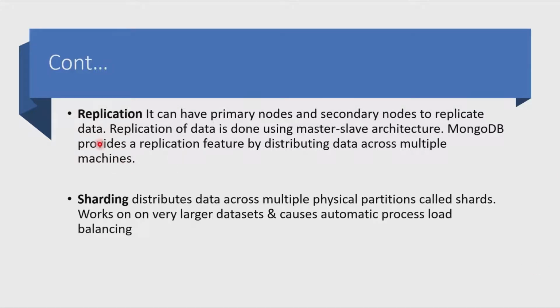Replication is another very good thing. In MongoDB, you have a primary node and secondary nodes, which in terms of master and slave architecture provides distributed data across multiple machines. Sharding, there is a separate tutorial also on this, distributes the data across multiple nodes, which are known as shards.